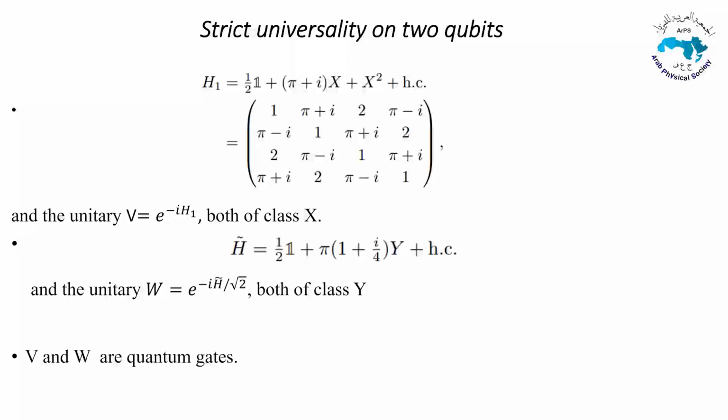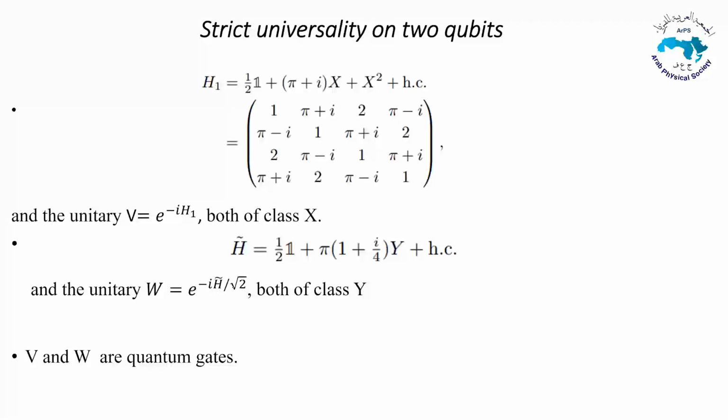And you can also build another Hamiltonian from class Y. We have two classes: for class X, you can have H1 and V. For class Y, we have this Hamiltonian H2, which you can build. And also W, we can build this unitary operator, where the evolution time is now 1 over a square root. So it's a little bit crazy when you ask me why we choose that. It's a little bit of a trick. It takes a lot of time to get it.